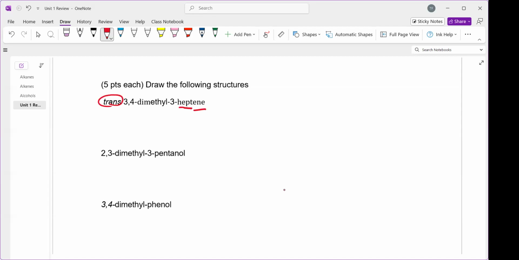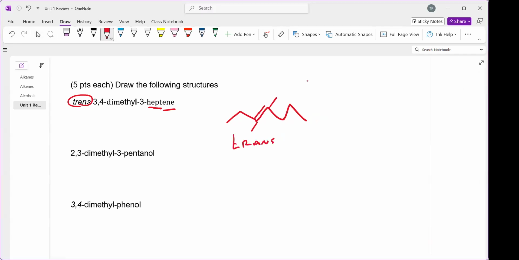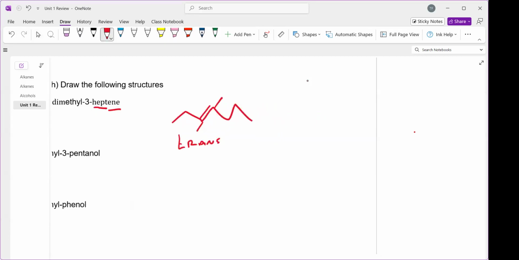Okay, so let's draw a 7 carbon backbone. Okay, carbon 3 is where the double bond starts. And then we have 3, 4. Oops. Dimethyl. Now, if this said cis, so this is trans, it would be like this. Remember, cis is like sisters. Those are the ones that are together. Trans is the opposite.